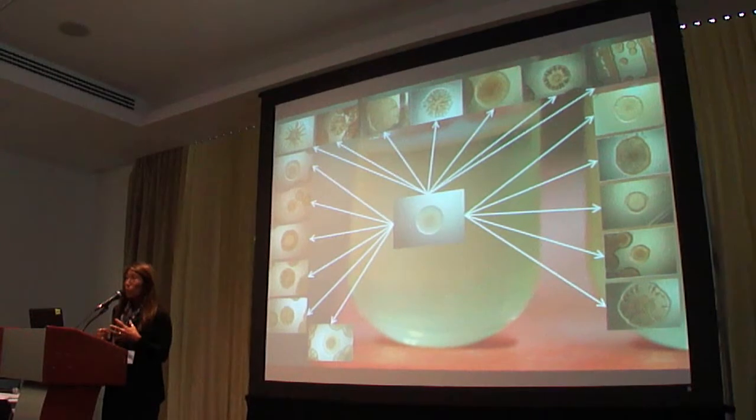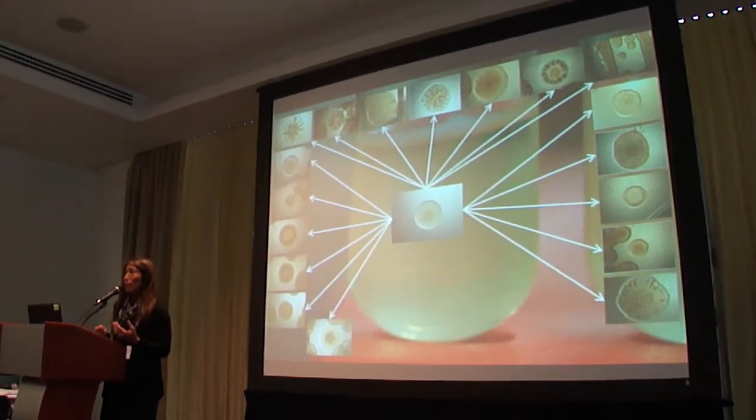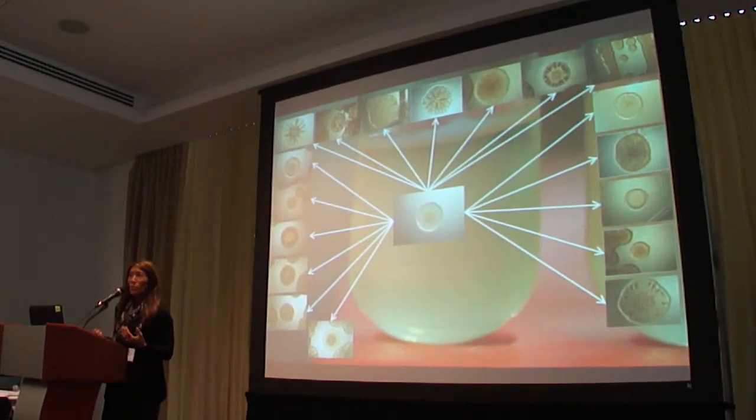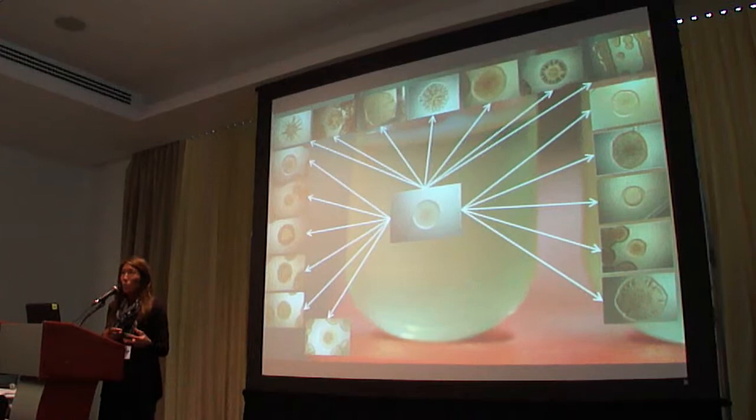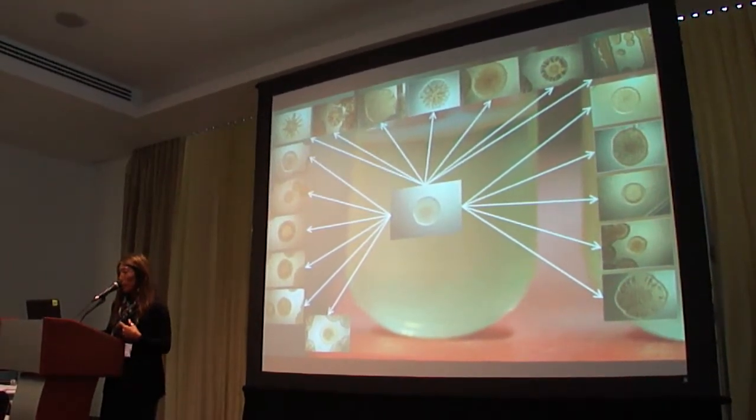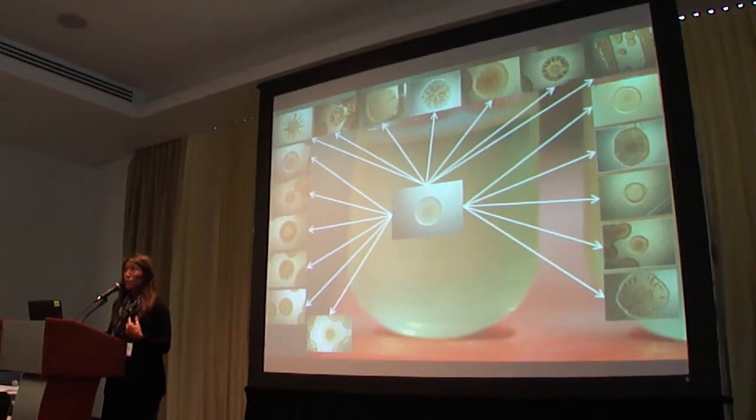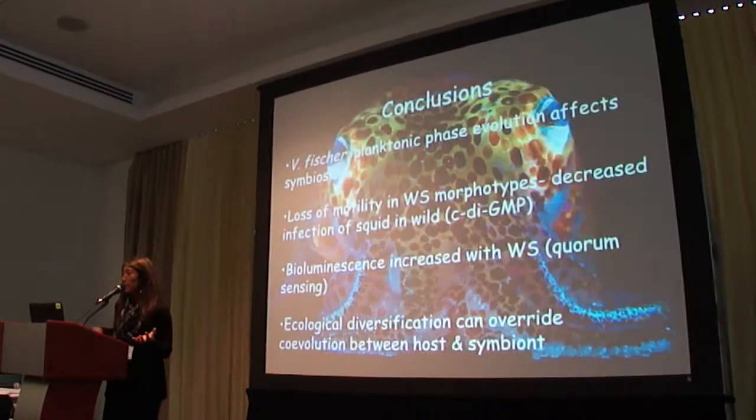And I should mention that when you actually take a light organ from a squid in the wild, you don't see a lot of wrinklies originally. They're mostly smooth morphs. If you grind up a light organ from a squid from the wild, you just see smooth morphs. So why aren't these wrinklies more persistent inside the light organ? And we know they're related to biofilm, and that's very important for colonization. If you knock out biofilm genes, they can't colonize very well.